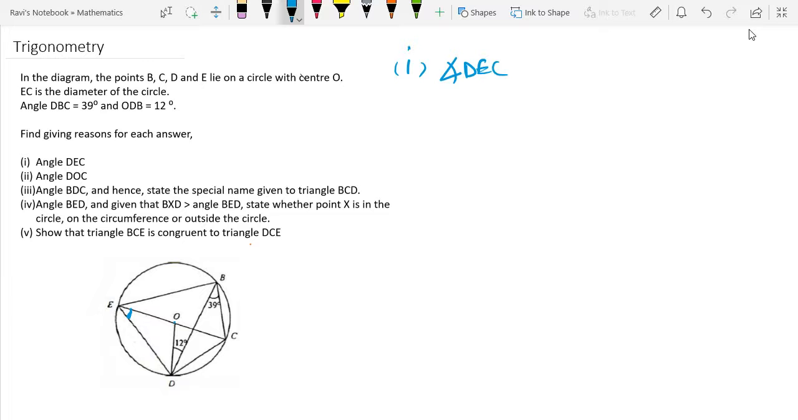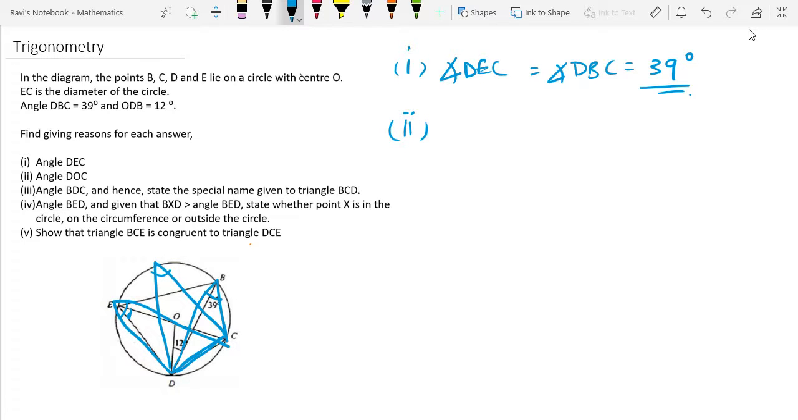So we know that D and C is a common line here, which means that with D and C being a common line, when I draw a third point up that touches the circumference like this, all of these triangles are considered to be in the same segment, and all the angles in the same segment are equal. Which means the angle DEC is equivalent to angle DBC, which is equal to 39 degrees. So the rule we are using is angles in the same segment. So that is the first part here.